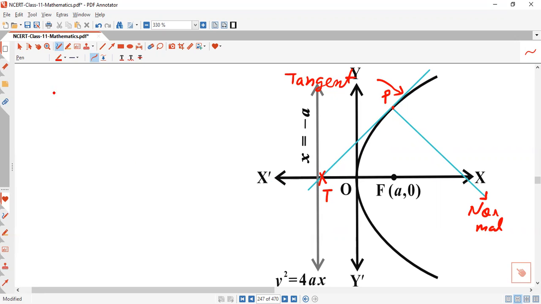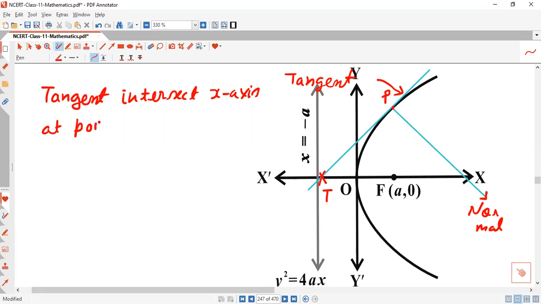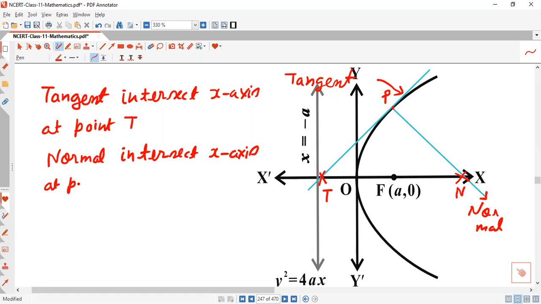I say the tangent intersects the x-axis at point T. Similarly, this normal intersects this x-axis at N. Normal intersects this x-axis at point N.